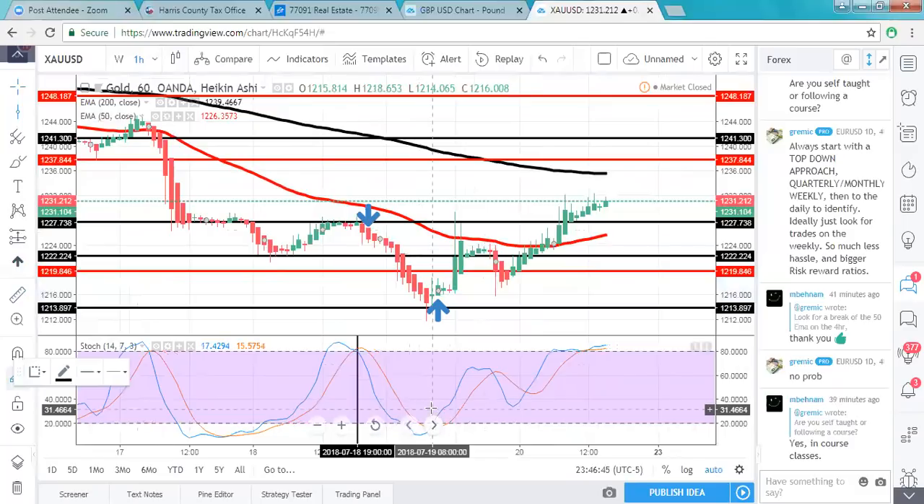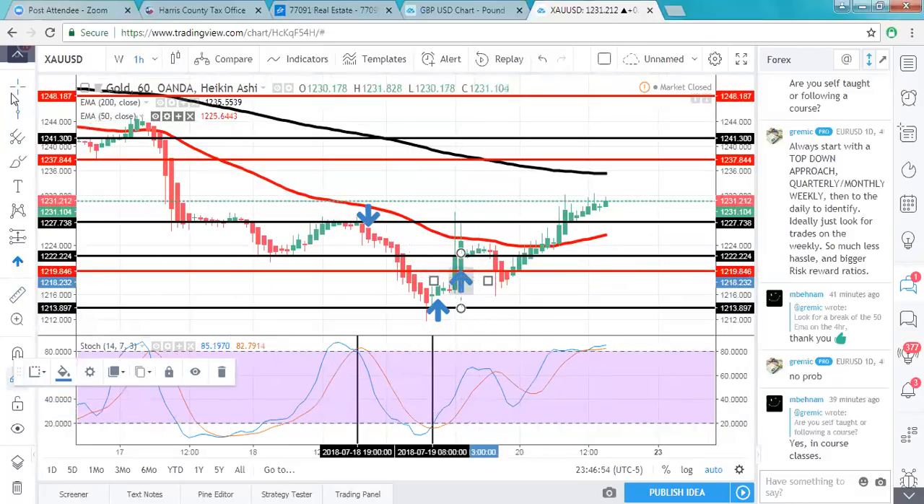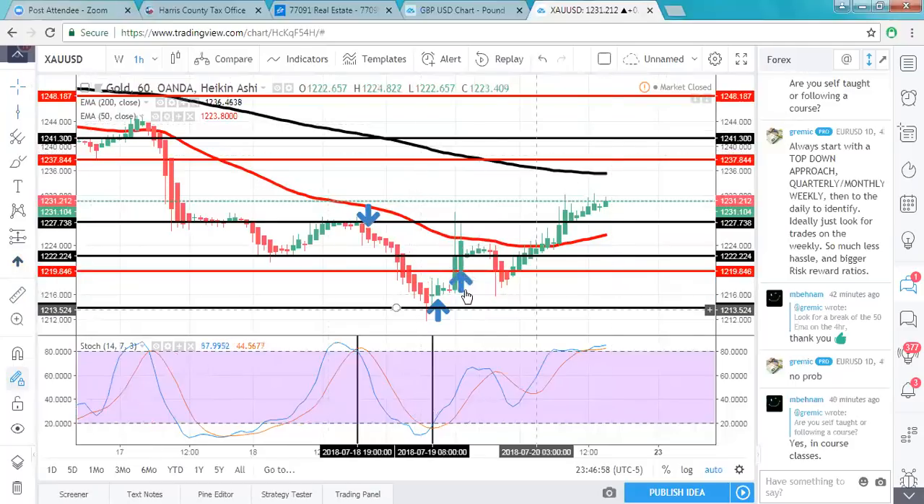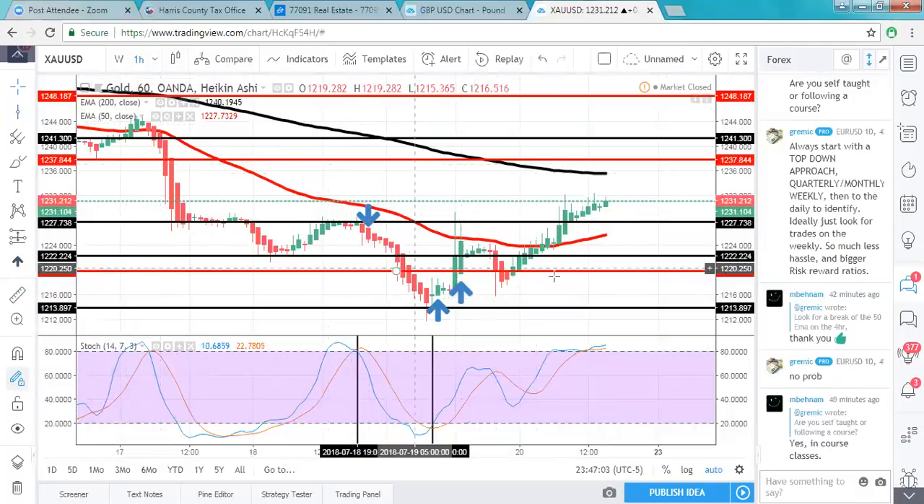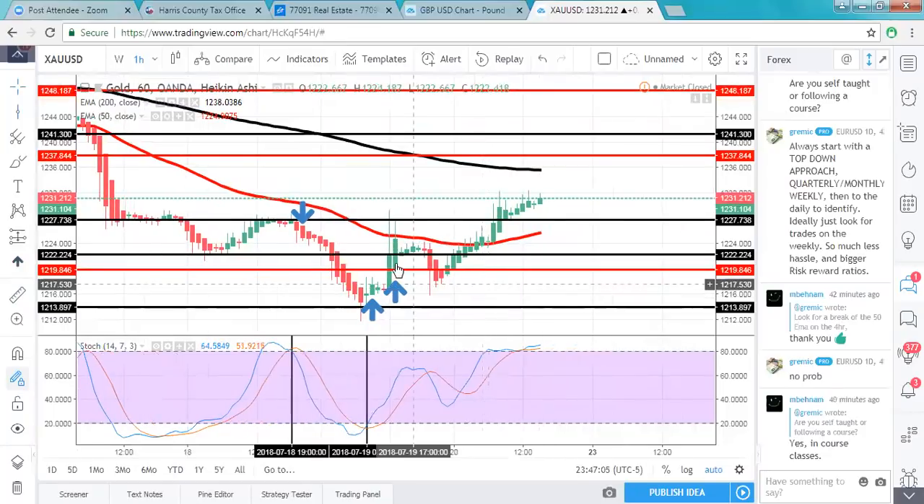So you have your cross here. You have a flat here. And you have this move. You see it test, and then come back and retest this zone. So you could have exited here, which isn't a lot of pips in this instance.